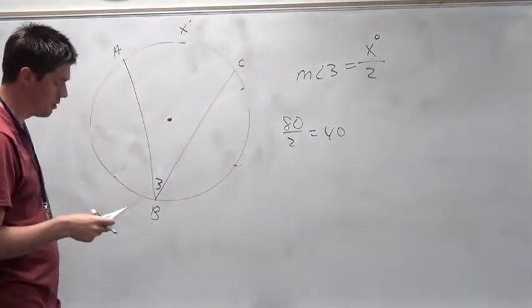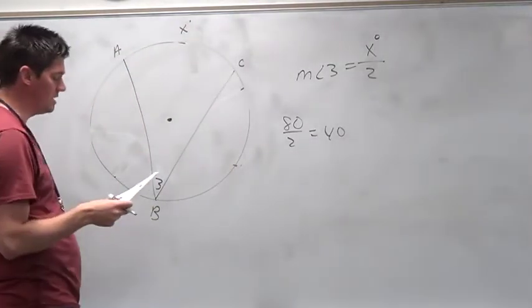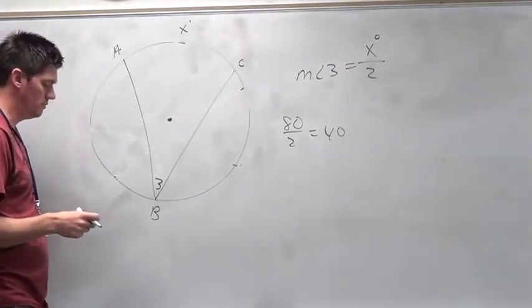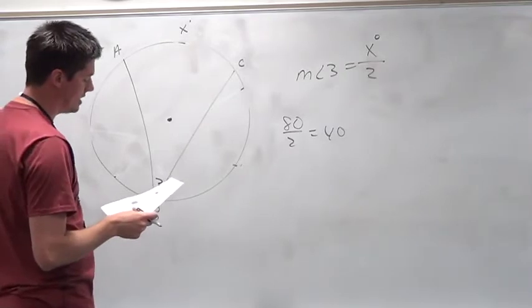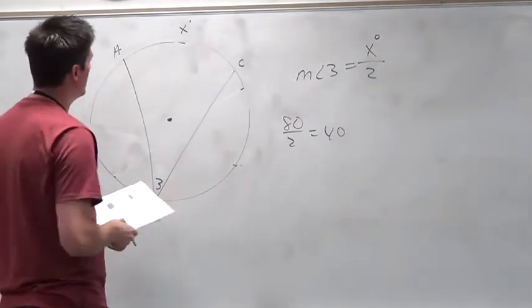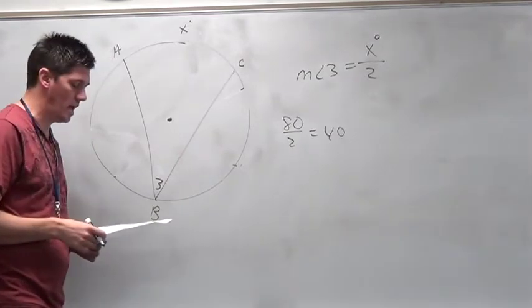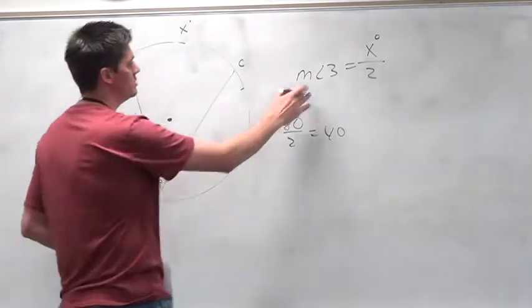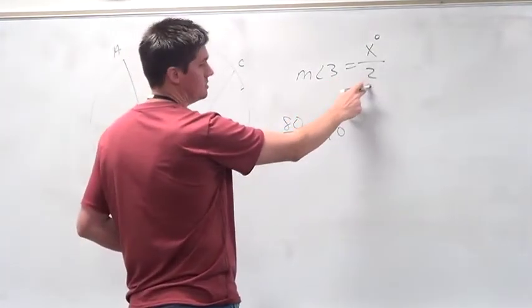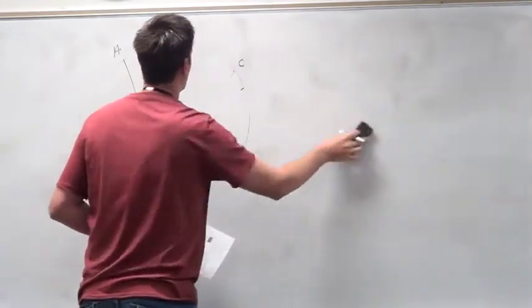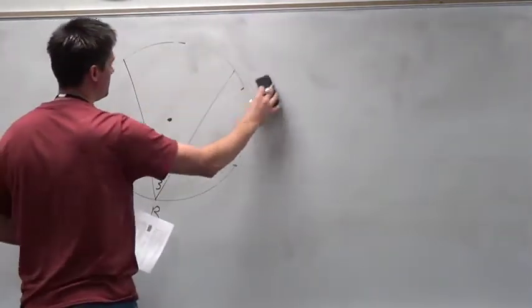It talks about how it is formed. It says two chords that intersect at a point on the circle. It's an inscribed angle, formed by two chords that intersect at a point on the circle. And in the hints and comments section, it says the measure of the angle equals half the intercepted arc, which is exactly what our formula says. The measure of the angle we're looking for is equal to half, which is divided by 2, of the intercepted arc. Question 4.